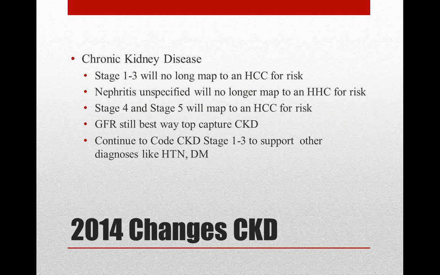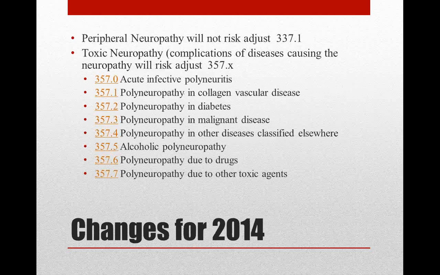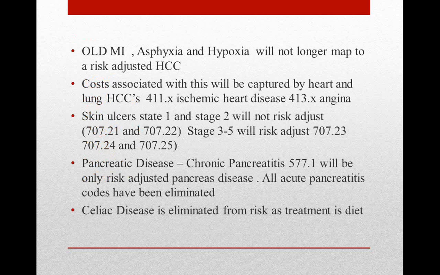However, you're going to need that chronic kidney disease to get your 250.40 or your hypertensive heart disease, kidney disease codes. So you need them still. Make sure you use it. Peripheral neuropathy, the 337.1 will not code risk adjust, but the 357 category will. So if it's a polyneuropathy and diabetes, you want to make sure you're using 357.2 rather than 337.1.